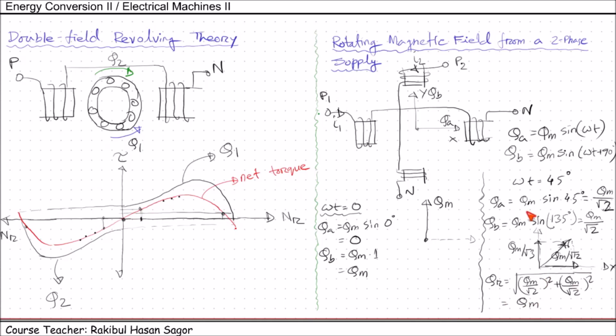If we plot the same for other omega t values, we'll see that it changes its location but keeps the maximum amplitude, which is equal to phi m. In this way, for different cases, we can see that for a two-phase current supply, the resultant magnetic field is a rotating magnetic field with a constant magnitude of phi m. This theory will be utilized to make the single-phase induction motor self-starting. We will discuss that in the next lecture. Thank you.